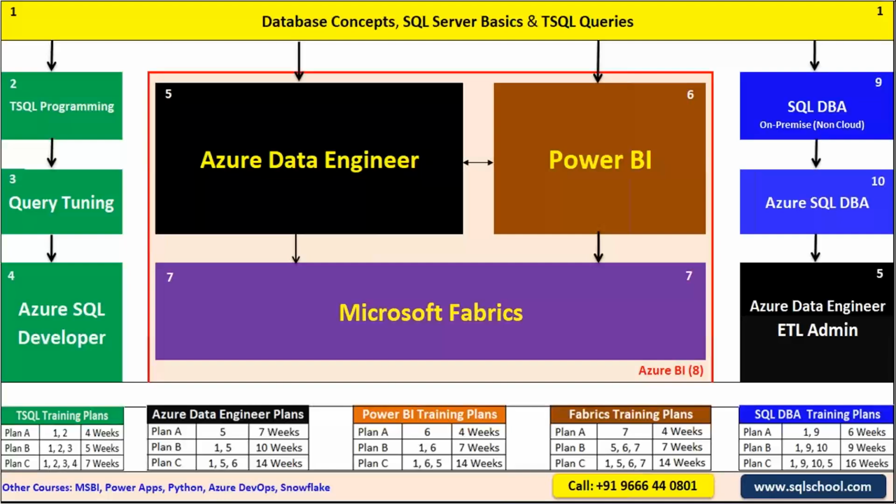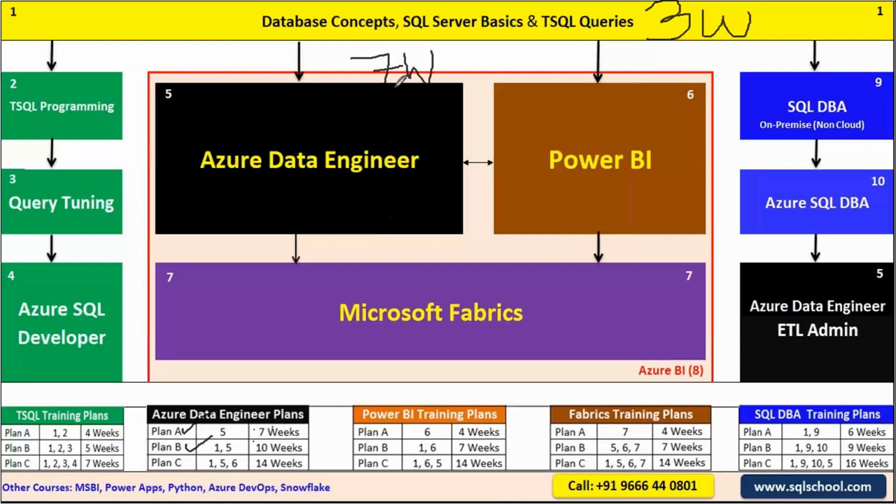If someone is new to database, new to SQL Server, I request you to do box 1, then box 5. That is 1, 5, data engineer plan B, a 10 weeks program. First 3 weeks SQL Server T-SQL queries, for 3 weeks, and then go for data engineer 7 weeks. If you are comfortable with SQL Server T-SQL concepts, you can directly do plan A, only box 5, 7 weeks. Choice yours, based on your comfort on the prerequisites.